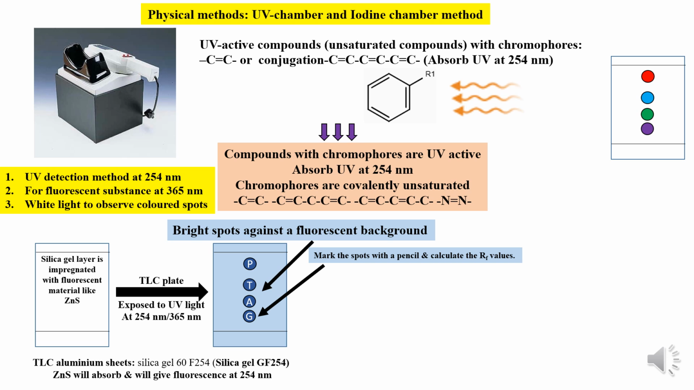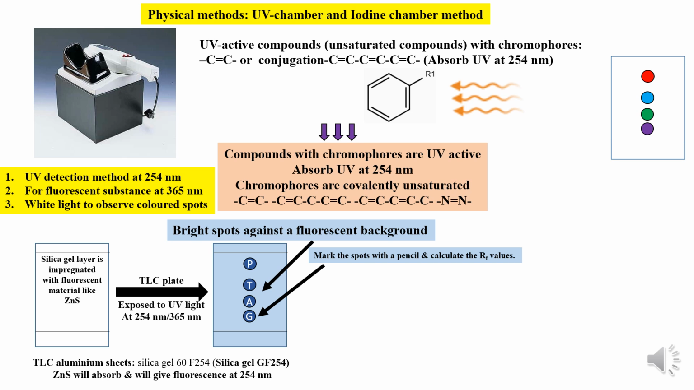Now the commercially available TLC aluminum sheets, you generally find this label silica gel GF254. Now what is the meaning of this label silica gel GF254? Now the letter G stands for gypsum, also known as calcium sulfate. Chemically it is calcium sulfate, also commonly called plaster of Paris. Now this gypsum enables strong binding of the silica gel layer over the aluminum sheets.